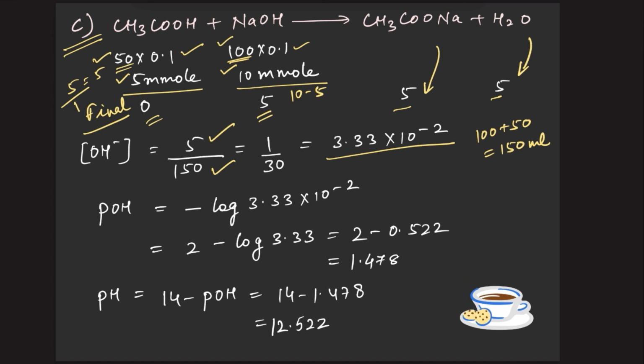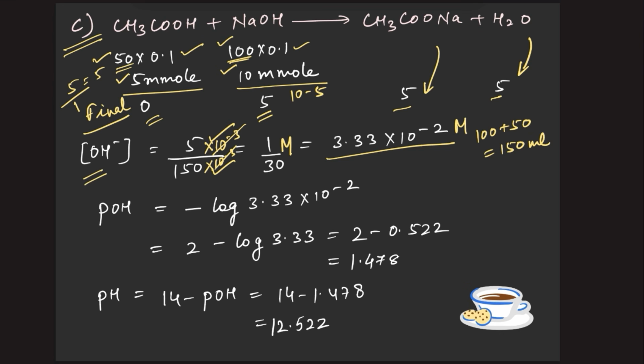यहाँ पे 5 millimoles को अगर moles में convert करेंगे तो ये हो जाएगा 5 divided by 1000, which can also be written as 5 into 10 to the power minus 3. 150 मिलीलीटर को अगर लीटर में कन्वर्ट करेंगे तो ये हो जाएगा 150 into 10 to the power minus 3. 10 to the power minus 3, 10 to the power minus 3 cancel हो जाएगा. So molarity of the solution will be 1 by 30 M, which is 3.33 into 10 to the power minus 2 M.